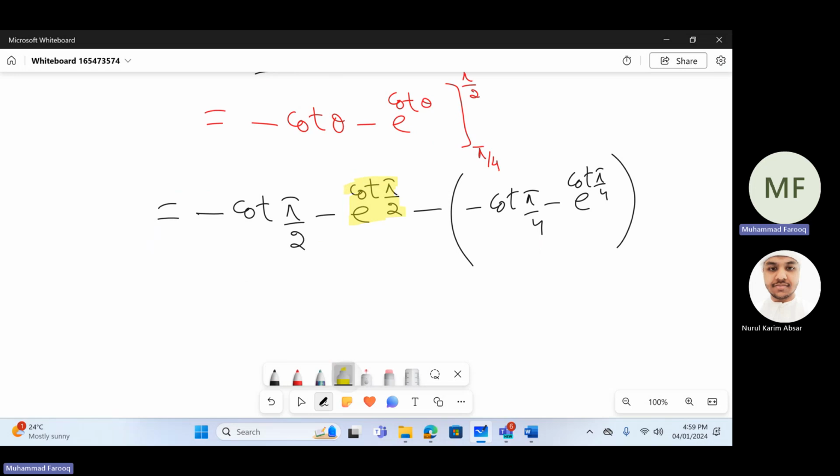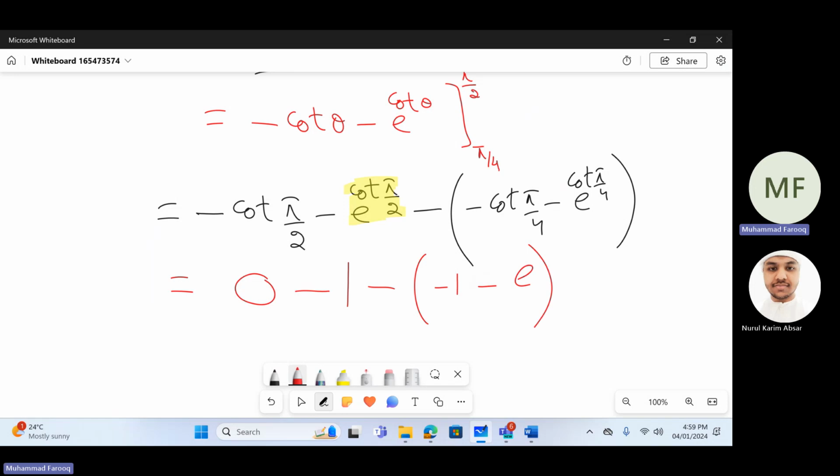First of all, please give me the answer of this one. Negative cosine pi by 2 over sine pi by 2. It is 0. Yes, good. It makes sense. Minus here is 1. Minus sign, I have a bracket here. How much is cotangent pi by 4 with negative sign? Negative 1. Very nice.